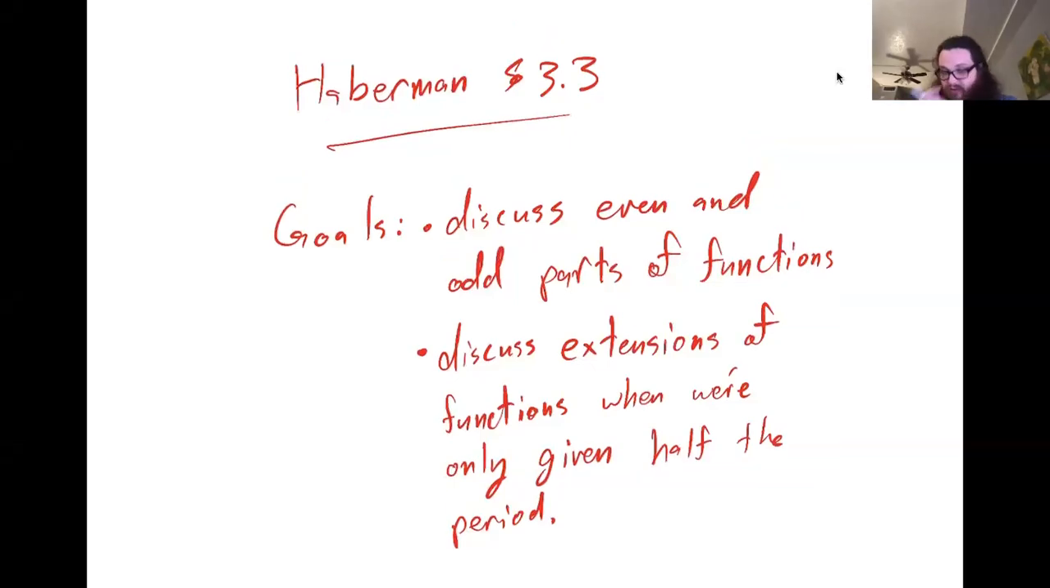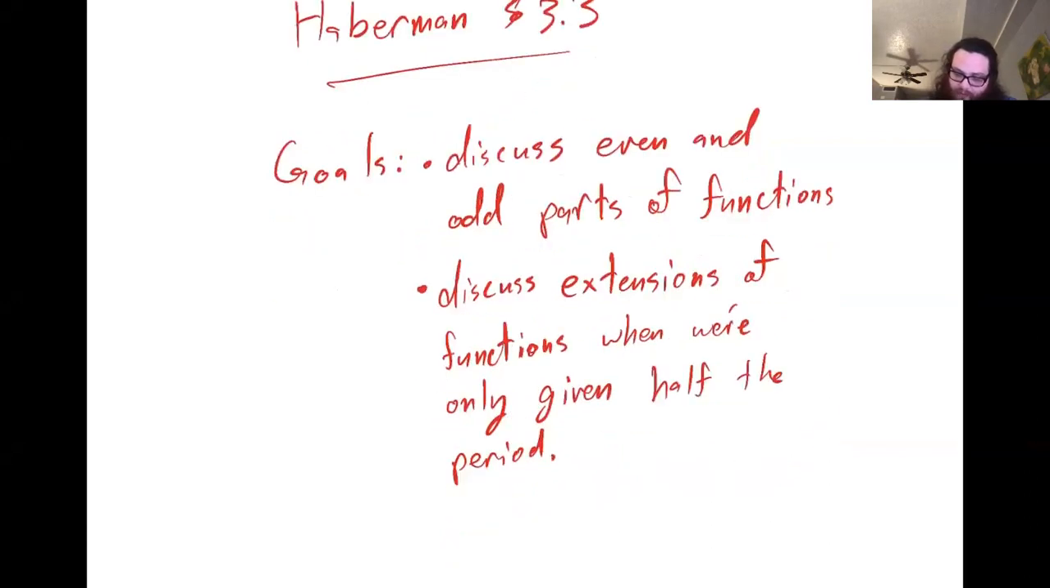Hello. So in this video, we're going to look at Haberman's section 3.3. The whole point of the section is looking at properties of even and odd parts of functions and what those pieces look like for Fourier series. There's a definition in a bit, but just as a refresher.